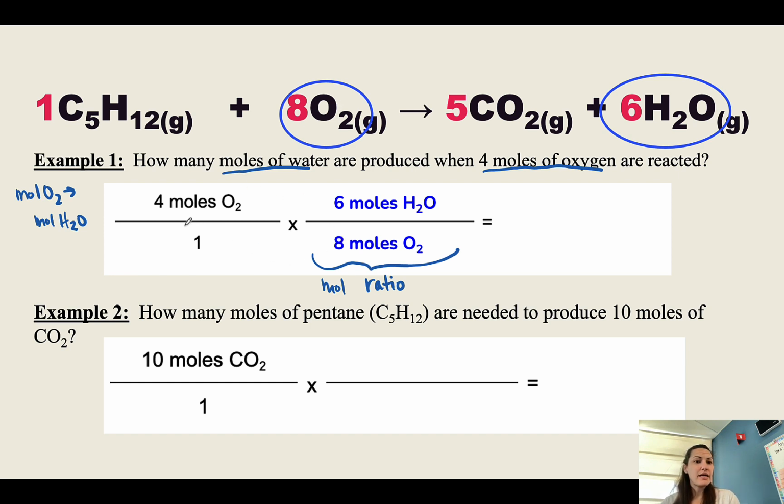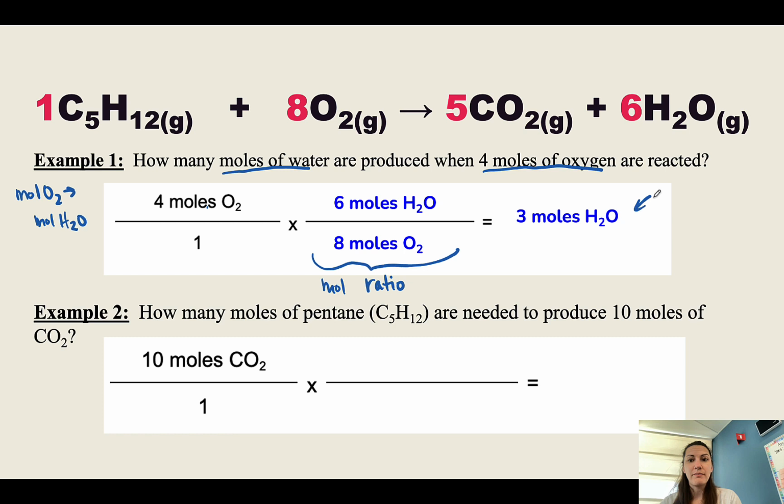How did I know where to put them? Well, my moles of oxygen are in the numerator, the top of this fraction, and so they're going to go in the denominator of the next fraction. From here, we're going to just do our math out. You're multiplying the numbers across the top, so 4 times 6, and then dividing by any numbers on the bottom, divided by 8. So our answer will be 3 moles of H2O. Again, that came from multiplying your 4 and your 6 together and then dividing by the denominator 8. So 24 divided by 8 ends up with 3 moles of water produced.